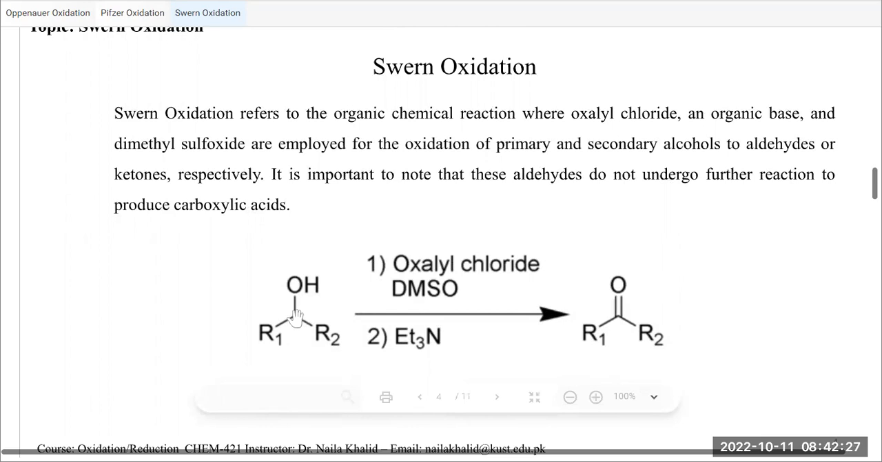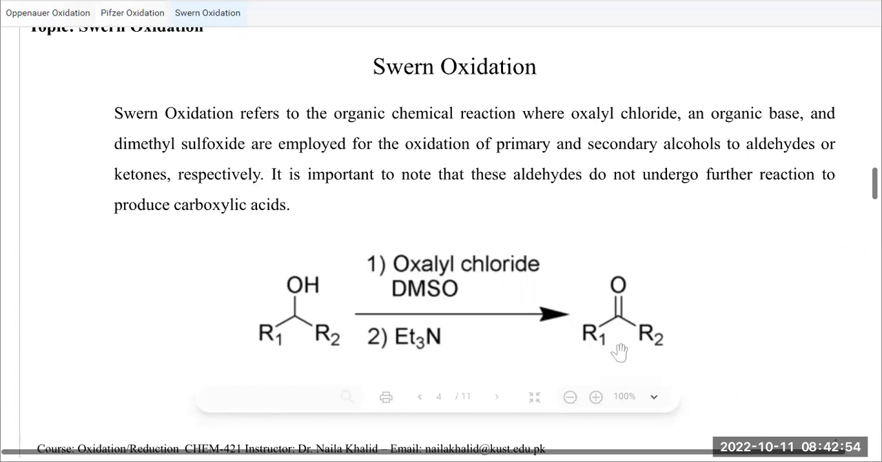In the presence of DMSO. DMSO is dimethyl sulfoxide. It is an oxidizing agent. Along with it, you will use oxalyl chloride. The presence of this oxalyl chloride activates this DMSO and it will act as a very good oxidizing agent for this secondary alcohol and it will give you this ketone.